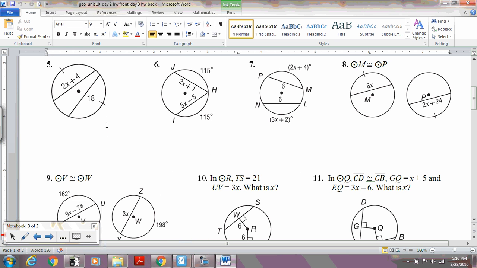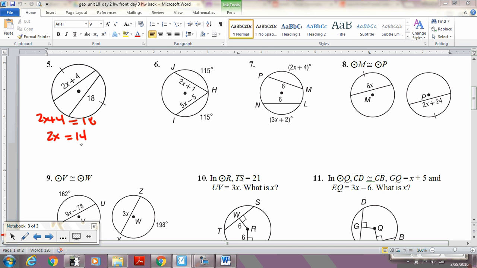For number 5 and 7, we're using the same theorem, theorem 10.2, which says if the arcs are congruent, the chords are congruent, or if the chords are congruent, the arcs are congruent. So it is showing that the arcs are congruent, so that means the chords are congruent. In other words, that means that 2x plus 4 is equal to 18. So now we can solve for x by subtracting 4, which would give us 2x is equal to 14, and dividing by 2, x is equal to 7.